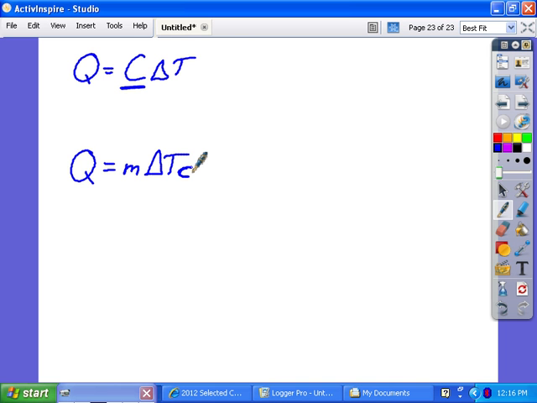All right? Now, it is very case specific. This is a capital C. This is a lowercase c. When we're talking about a capital C, the capital C is referring to heat capacity.